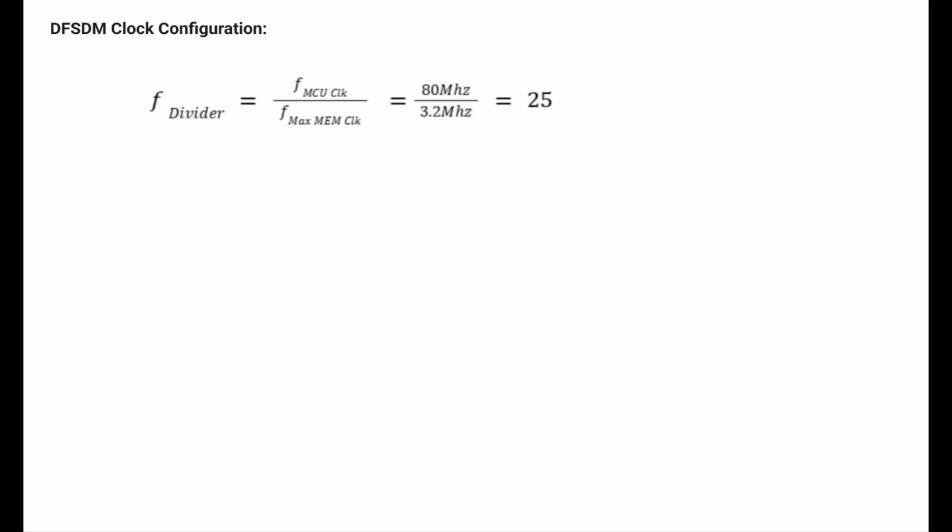For the divider I'm using this formula: the frequency of the MCU divided by the maximum frequency of the MEMS microphone, which in this case is going to be 25. Now let's get started configuring the important part of the DFSDM peripheral, which is going to be the filter configuration.